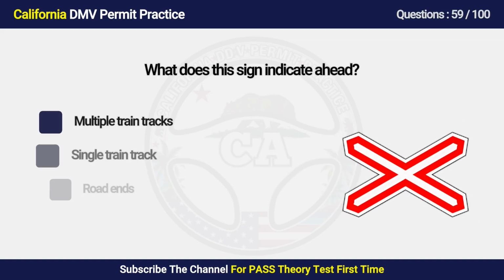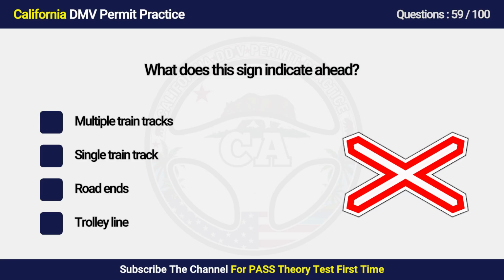Question 59. What does this sign indicate ahead? A. Multiple train tracks. B. Single train track. C. Road ends. D. Trolley line.